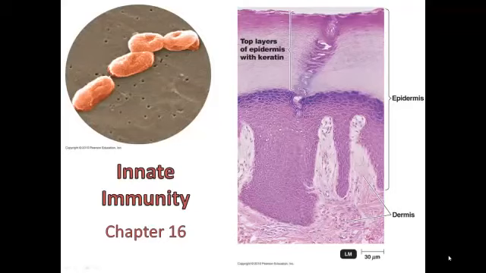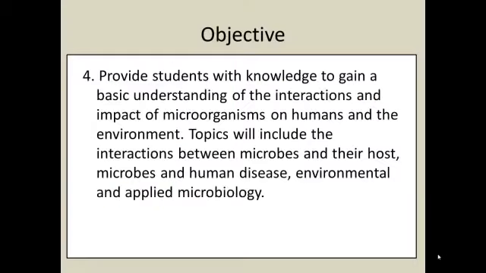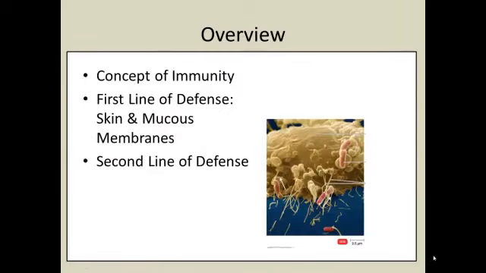Welcome to Chapter 16, Innate Immunity. This chapter fulfills Objective 4, specifically interactions between microbes and human disease. In this chapter we're going to cover the concept of immunity, the first line of defense, specifically skin and mucous membranes, and the second line of defense.